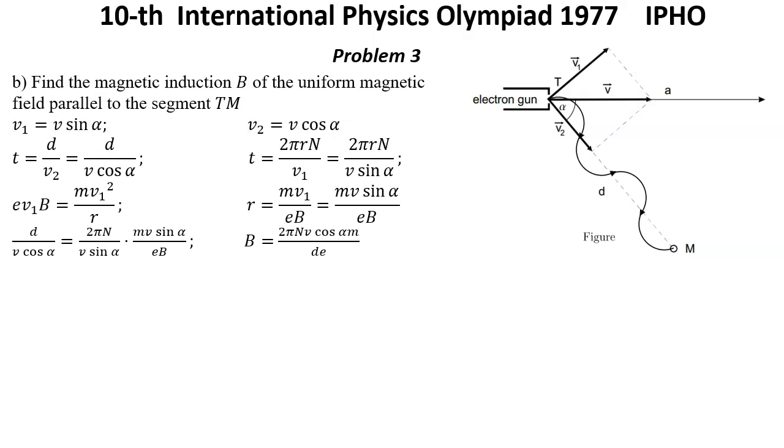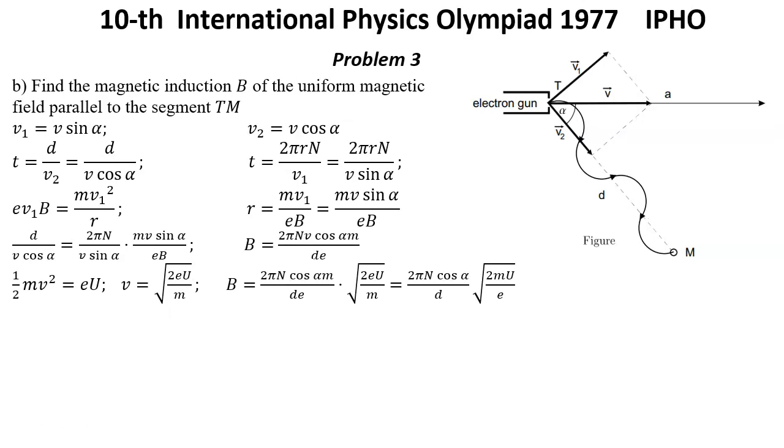And the last thing, we can calculate speed v from the energy equation. So we have 1/2 mv squared equals eU. From here we can find that v equals the square root of 2eU over m. And finally we will get that magnetic induction B equals 2 pi n cosine alpha over d multiplied by the square root of 2mU over e.